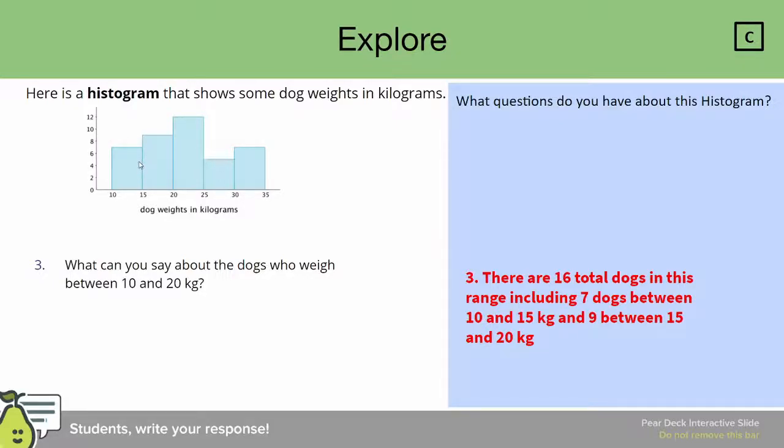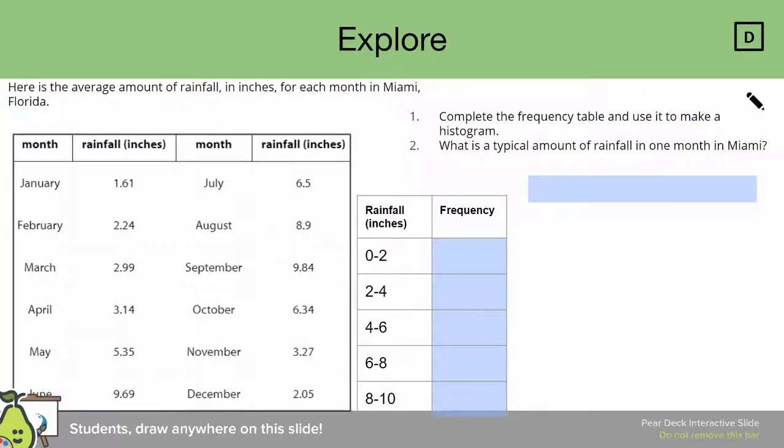If we add 9 plus 7, we will get 16. So we have a total of 16 dogs between this range. Now, there's a lot of different answers you can say. Just make sure that they are factual according to the histogram. All right, with that said, let's move on.